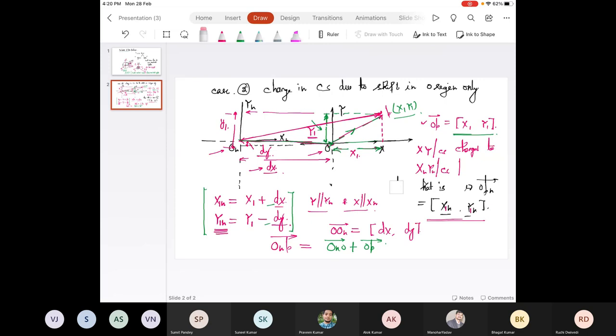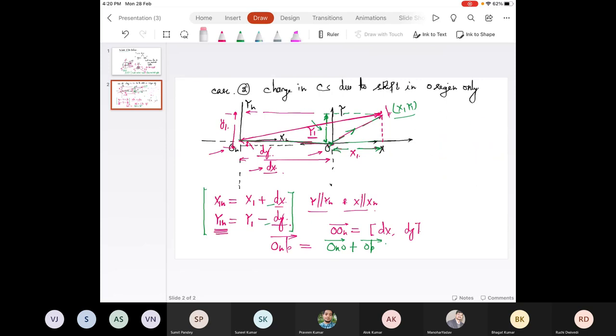Consider dx and dy positive, the way it is shifted. In that case, the sign can be introduced. So in that case, we can write it. I'm not considering the sign in dx and dy as a general case. x1n can be written as x1 plus delta x, where this dx could be minus dx or plus dx, and y1n is equal to y1 plus dy.